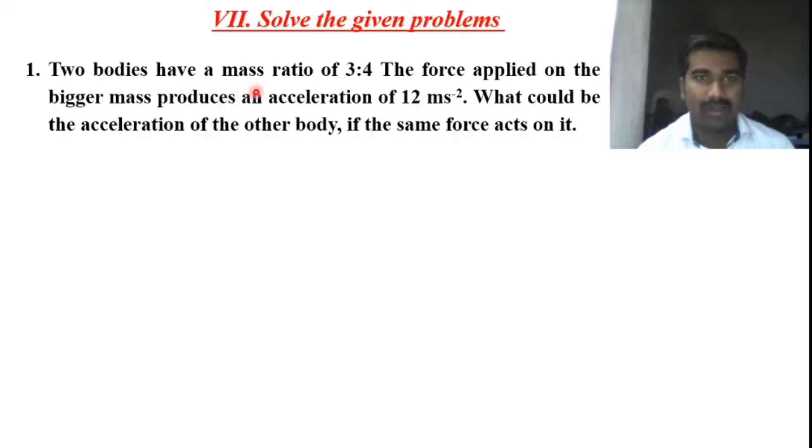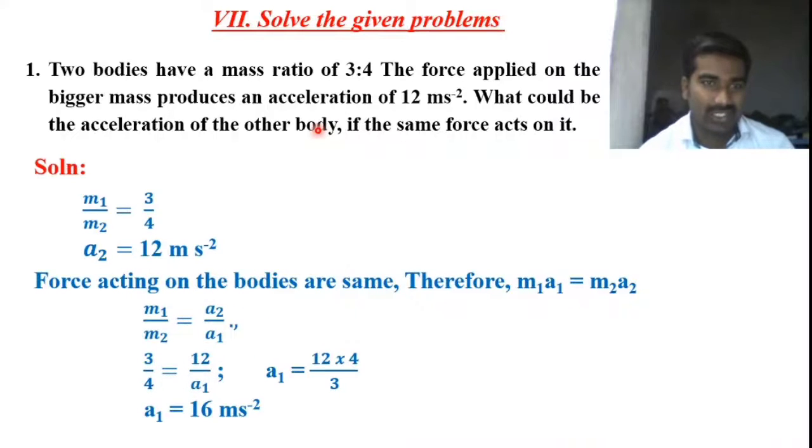Two bodies have a mass ratio of 3:4. The force applied on the bigger mass produces an acceleration of 12 meter per second square. What could be the acceleration of the other body, if the same force acts on it? Okay, so now we want to find the second acceleration, the acceleration of the other body. So let's see the solution.